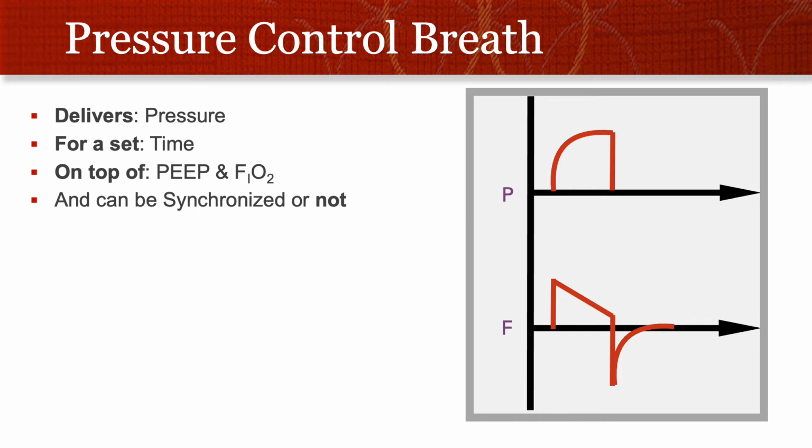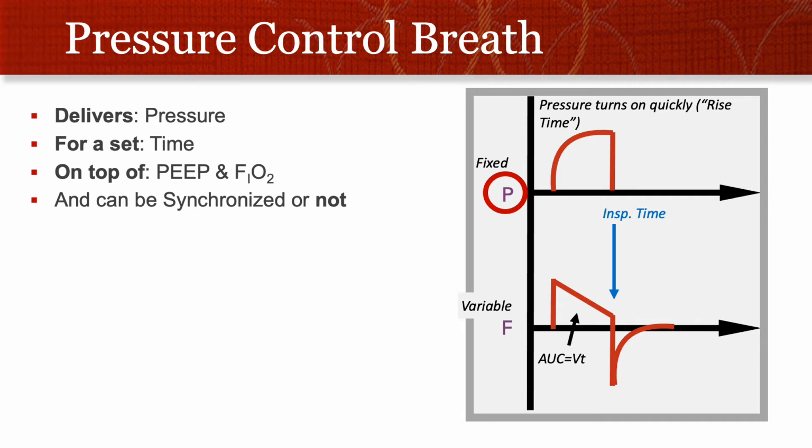Okay, so on a ventilator, when you're delivering a pressure-controlled breath, the vent delivers pressure, and that's fixed and set by you. It turns on fairly quickly, and you can make it turn on faster or slower by adjusting the shape of that shark fin there by adjusting the rise time. And when you fix the pressure, the flow becomes variable, and remember that the area under the curve equals the tidal volume. You deliver that set pressure for a set amount of time, and you do that on top of a PEEP and FiO2. And these breaths can be synchronized to the patient or not.